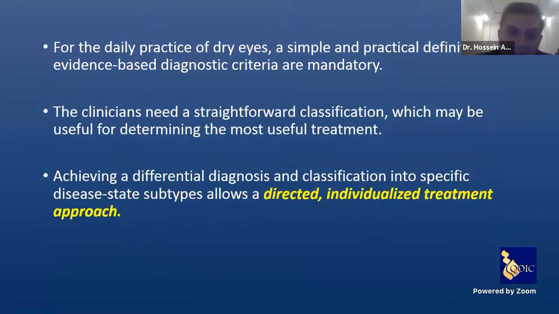And whenever we want to have a good practice in dry eye, we should have a simple and practical definition of dry eye. We also need a straightforward classification, and based on this classification and subclassification, we can go to the treatment. Because of all of these, we should achieve a differential diagnosis and classification into specific subtypes, and go to a directed individual treatment approach.